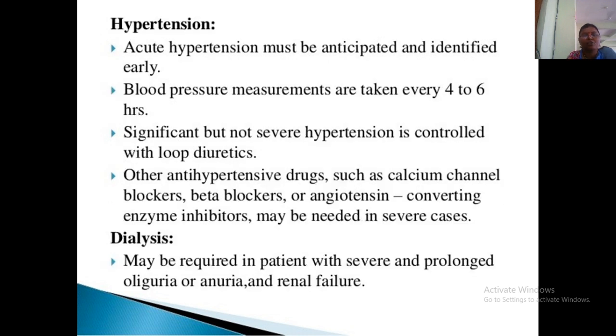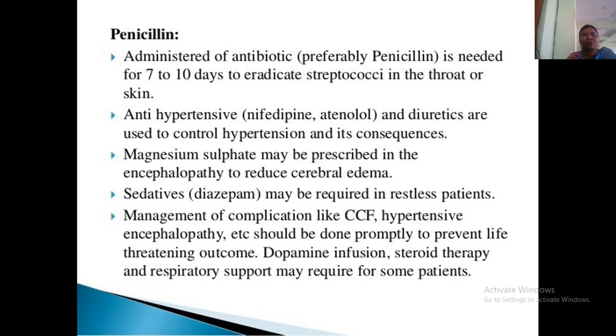Hypertension should be managed. Blood pressure measurements are taken every 4 to 6 hours. Significant but not severe hypertension is controlled with loop diuretics. Other anti-hypertensive drugs such as calcium channel blockers, beta blockers, or angiotensin converting enzyme inhibitors may be needed in severe cases. Dialysis may be required in patients with severe prolonged oliguria or anuria or renal failure.